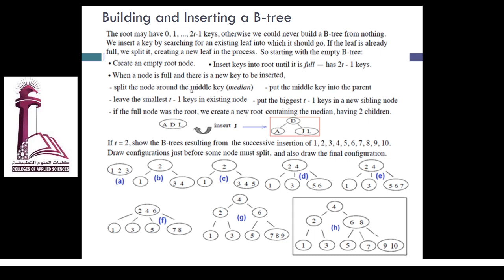We have to split the node around the middle key. So the median. You have to take the middle and move it to the parent. So put the middle key into the parent, and then leave the smallest t minus 1 keys as the existing node, and the greatest as a sibling of this node. So like that you have to split.